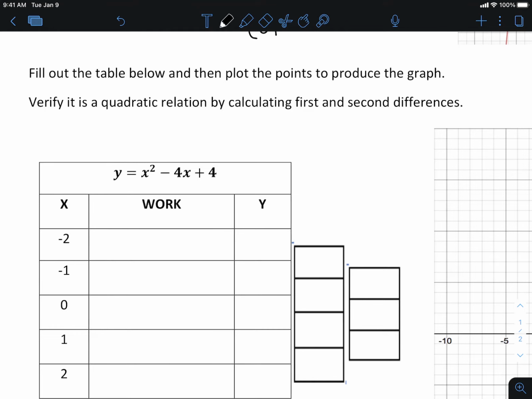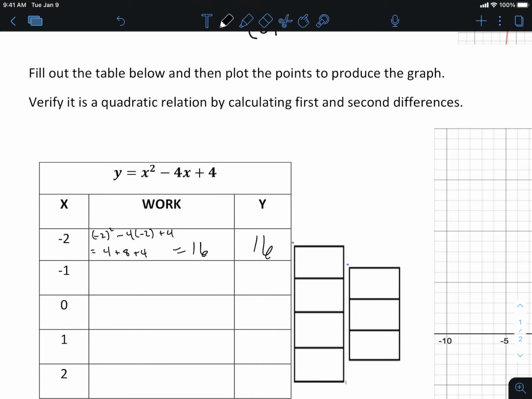And so when we do this, I write out everything. Minus 4 times negative 2 plus 4, okay. Let's do the next line. Well, negative 2 squared is 4. Negative 4 times negative 2 is positive 8 plus 4. 4 plus 8 plus 4, 16. There's your first point. Okay? Just got to be careful.